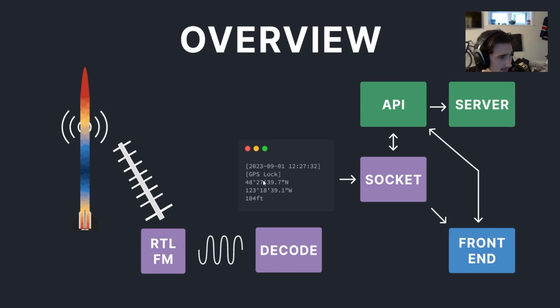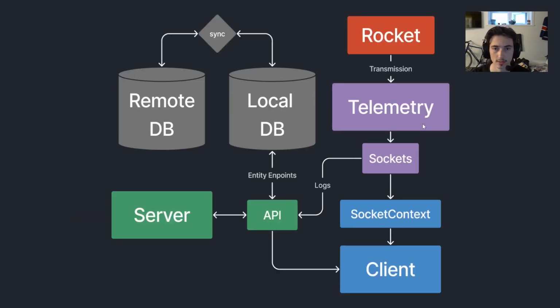Then the packets will be sent off to the socket gateway. The socket gateway will send to the API or to the front end, and then the API will save it in the server, and the front end will display live actions of what you got. And then the front end can also talk to the server by the server's API. So that's the general overview of what ground support looks like and how it works.